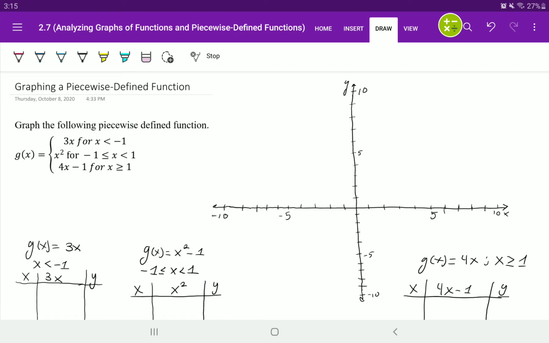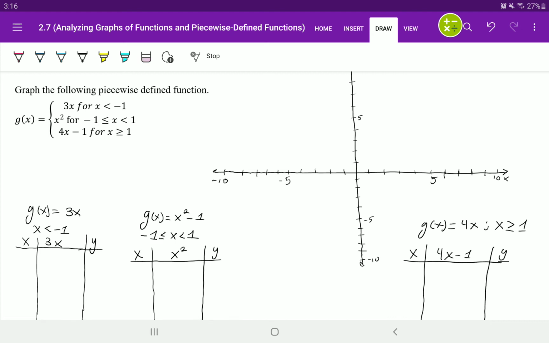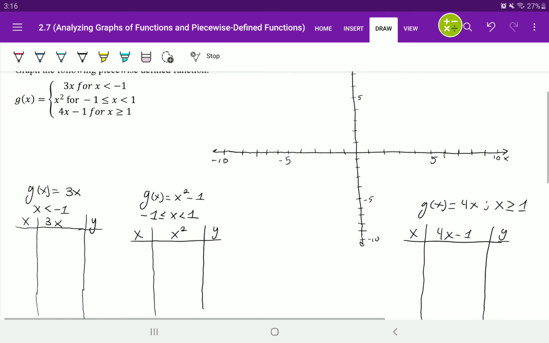G of x is equal to 3x for all x values that are less than -1, x squared for x values that are between -1 and +1, including the value of -1, and 4x minus 1 for all x values that are greater than or equal to +1. And if you see here, I created 3 different charts for the 3 different functions.